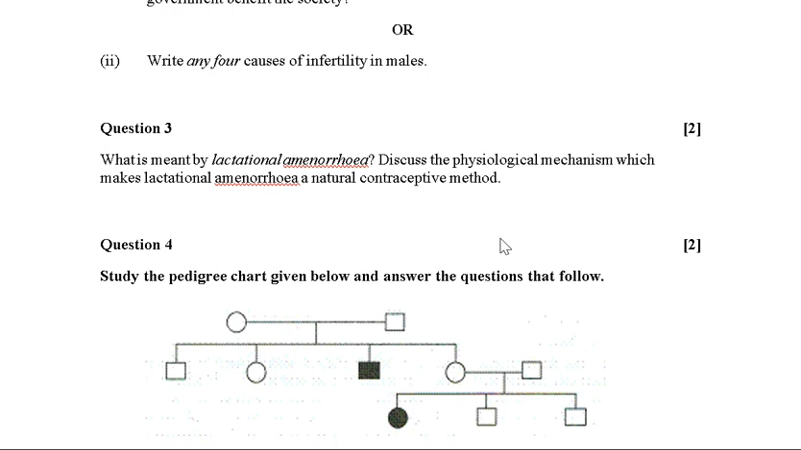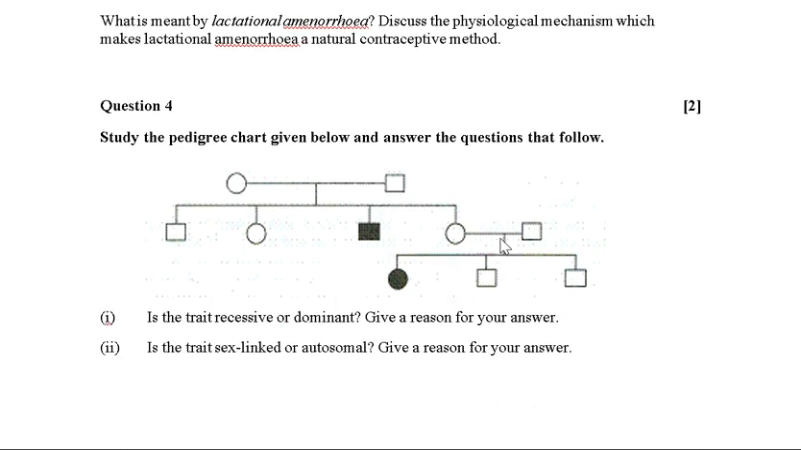So I repeat the answer for these 2 questions. The term lactational amenorrhea means absence of menstruation during the period of lactation. It is found that ovulation and menstrual cycle do not occur during the period the mother is feeding the child, because prolactin hormone that stimulates milk secretion prevents ovulation by keeping low level of estrogen in the blood. Come to question number 4.